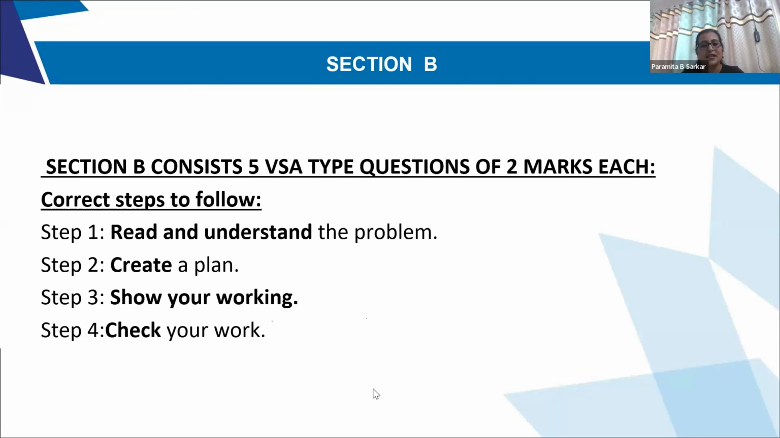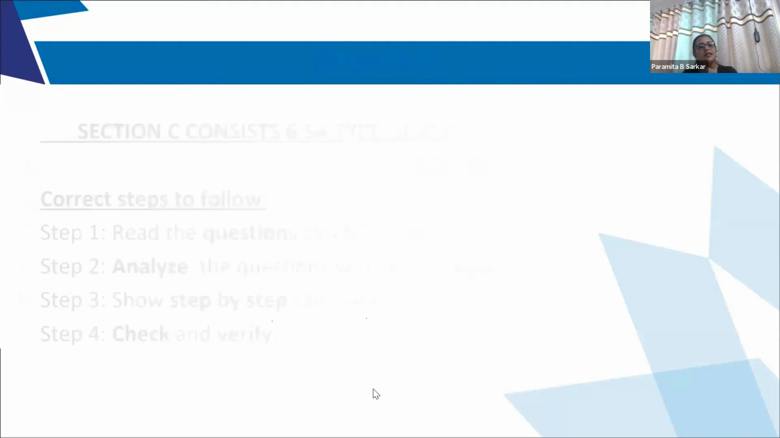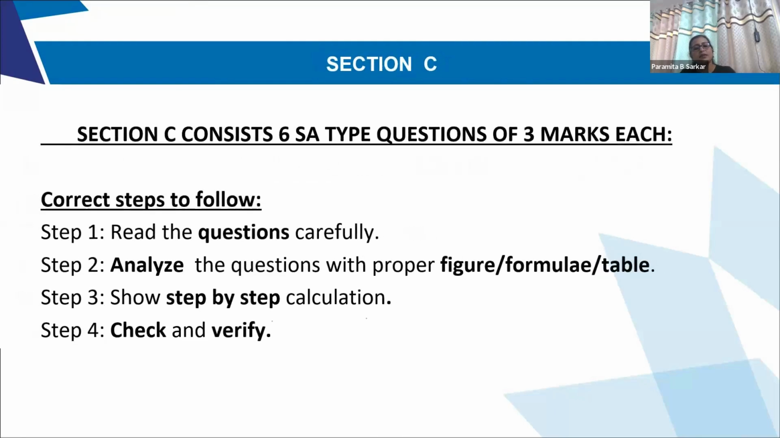Moving to the next section, Section C. Section C has subjective answer type questions of 3 marks. The difficulty level of Sections C and D is a little higher than Section B. Section B comparatively has easy and medium level questions, and Sections C and D will have medium to higher order thinking skill questions. Again, I am telling you, read the questions carefully.